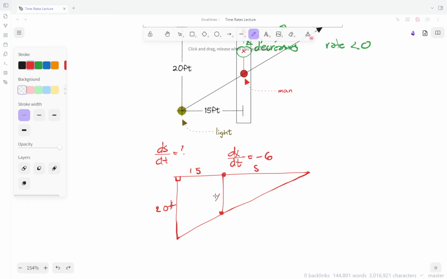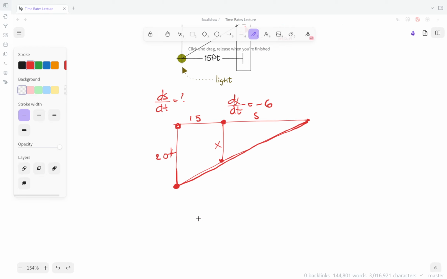Okay, let's call this x. Remember, this is the ray from the light source. This 20 feet will not change because the light is fixed in there. This 15 will not change because, of course, your pathway is not moving closer to or further from the line between the wall and the light. So how does this help us? Because now this triangle is another source of similar triangles.